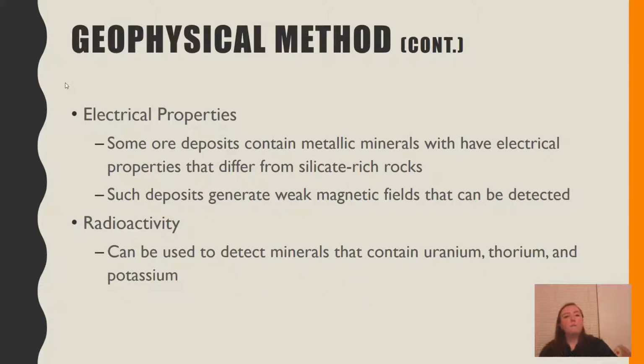Continuing on, we have electrical properties, and these can be detected in metallic minerals, which have different properties from the silicate-rich rocks around them or that they inhabit. And they can be detected through these conductive properties by the weak magnetic fields that they generate. And lastly is radioactivity. Radioactivity can be used to detect minerals that contain uranium, thorium, and potassium.